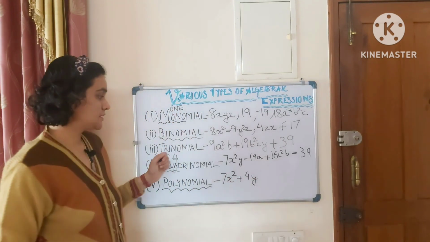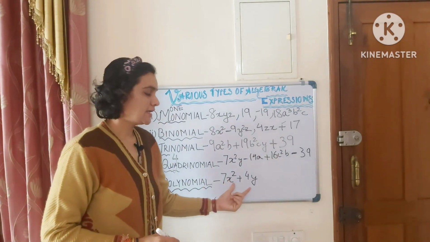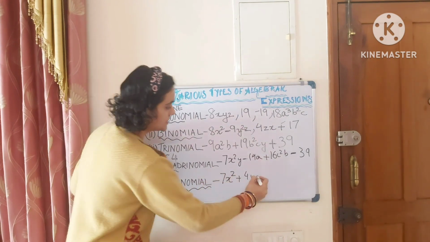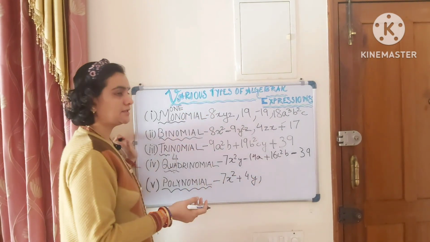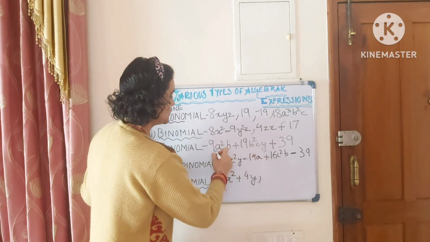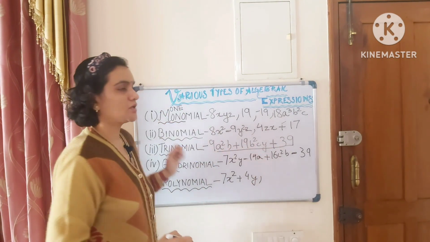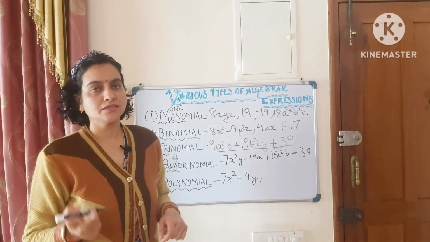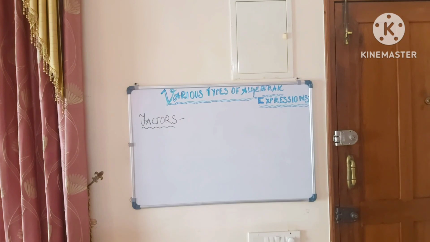It has got 2 terms. I can call it a binomial. I can also call it a polynomial because it has got 2 terms. Similarly, if I take a trinomial, the example that I have taken here, this one is also a polynomial because it has more than 2 terms. 2 or more than 2 terms is called a polynomial.